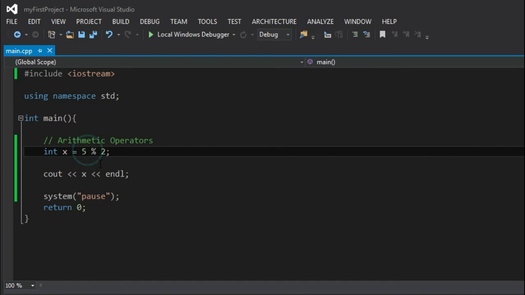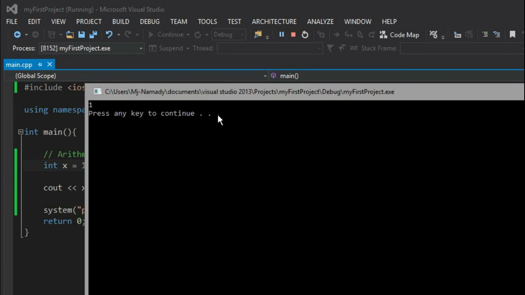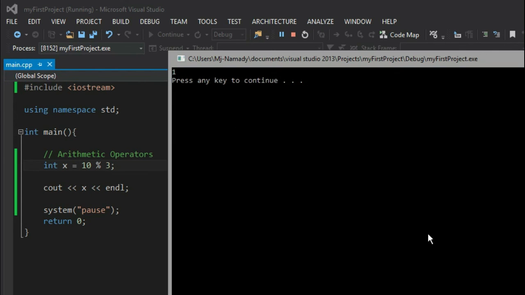Let me give you another example. Let's say 10 mod 3. I'm also going to get 1, because 3 can go into 10 three times, remainder 1. So our answer will be 1. So these are some of the basic arithmetic operators we have in C++, and this is all we are going to be talking about in this episode.